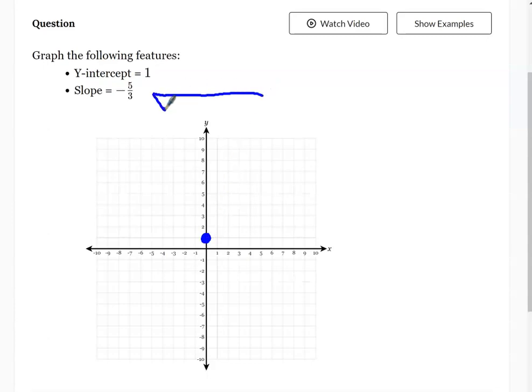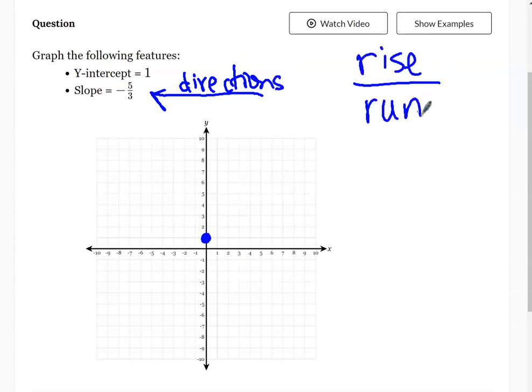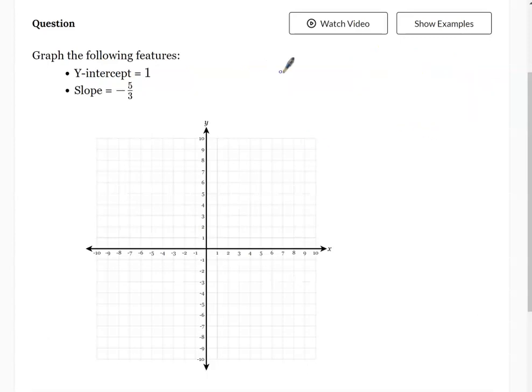From there, we're going to follow the directions of our slope. Remember, the directions of the slope are rise over run. And a rise is moving up or down. And a run is moving left or right. So for us, our slope says -5/3.